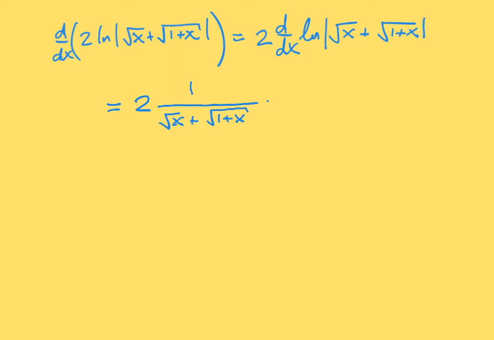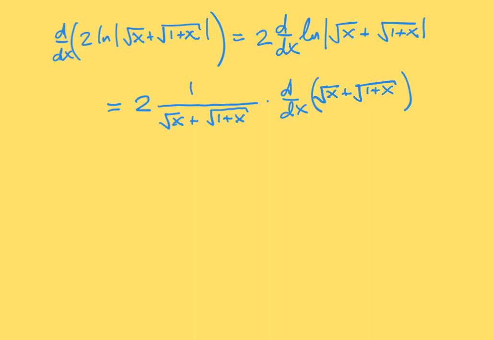And then because we're using the chain rule, we now multiply by the derivative of the modulus here. So the argument of the modulus. And the argument of the modulus is the sum of the roots. So just what we've written here. So this is the derivative of root x plus root 1 plus x.